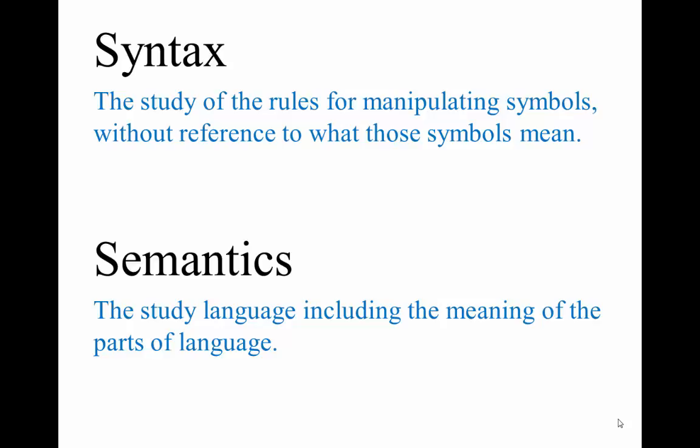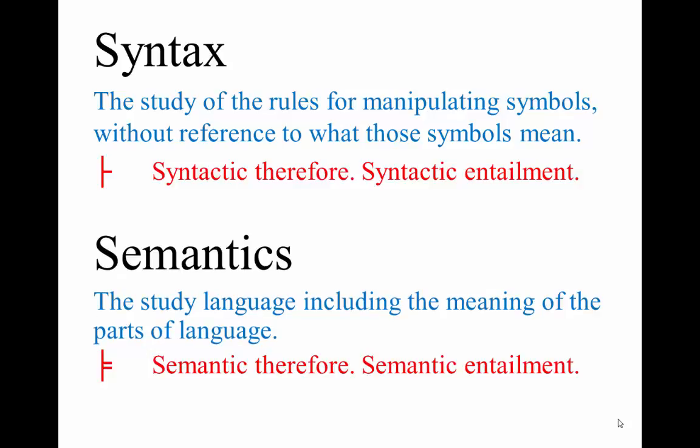Semantics, on the other hand, is the study of language that includes the meaning of the parts of language. The truth table method that we were studying in the last chapter was a semantic method for determining the validity of arguments. This is because the truth table method looks at whether the statements are true or false, and that's a part of their meaning.